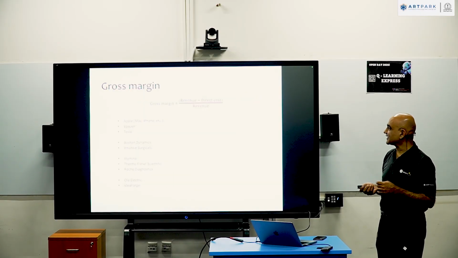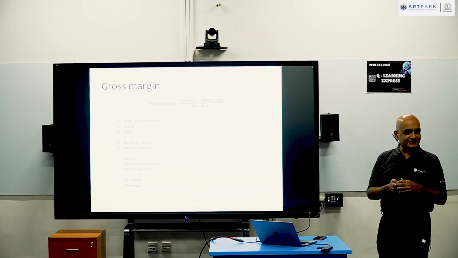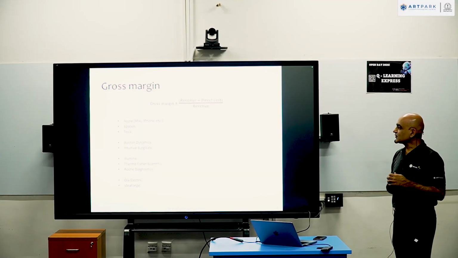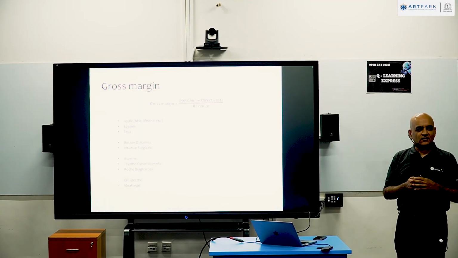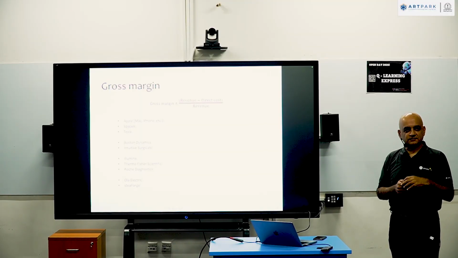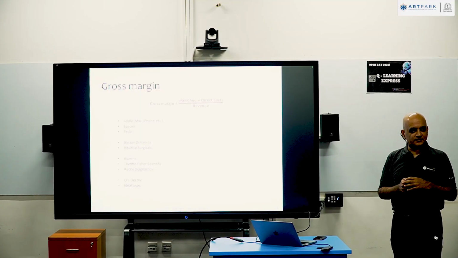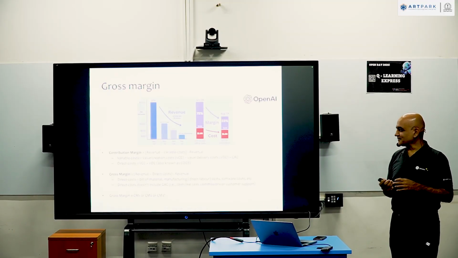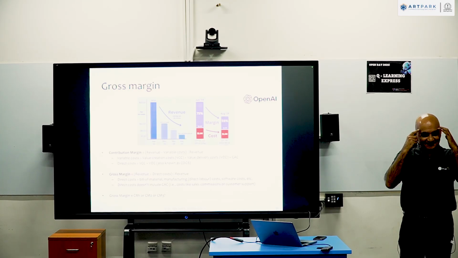Actually, let me use this. Let me show you some gross margin numbers and ask you. What do you think would be the gross margin for Apple? All Apple put together, iMac, iPhone, everything that they sell. What would be the gross margin? Or let me first define what gross margin is so that you have something in your head.